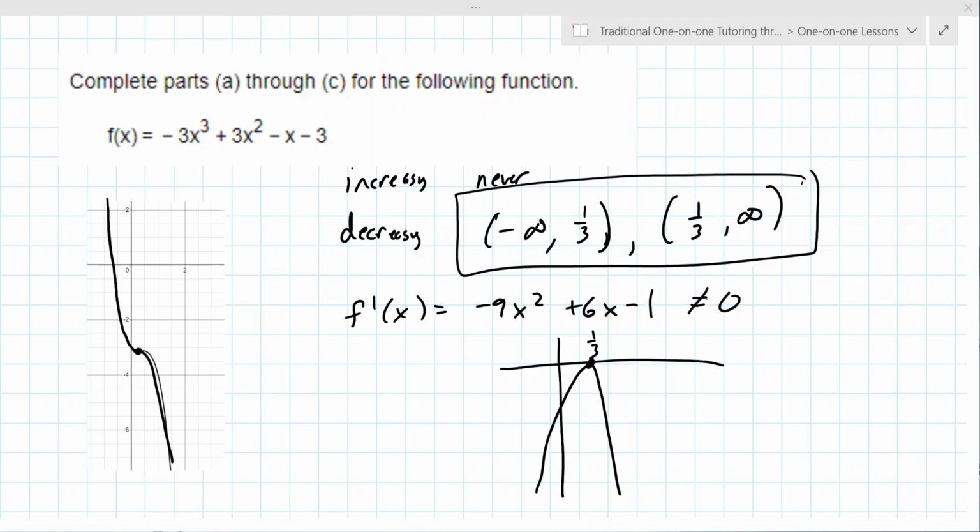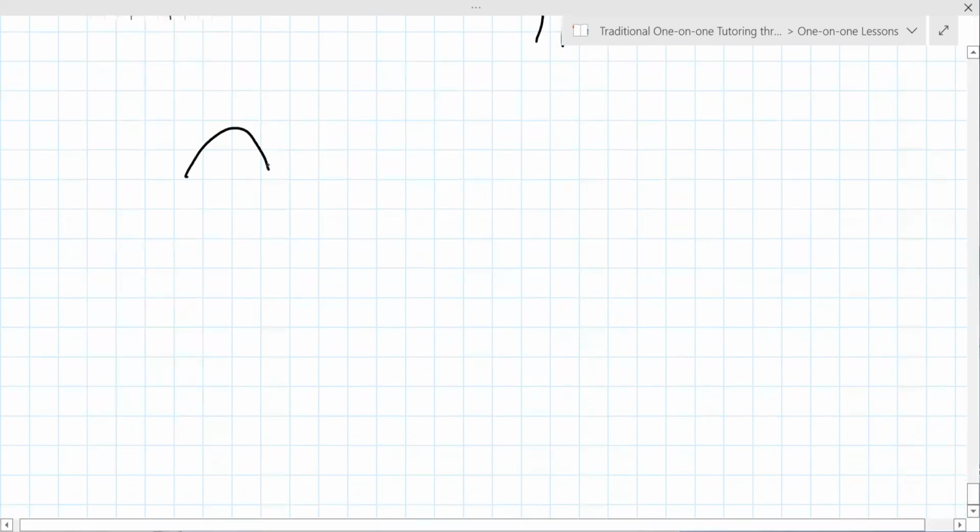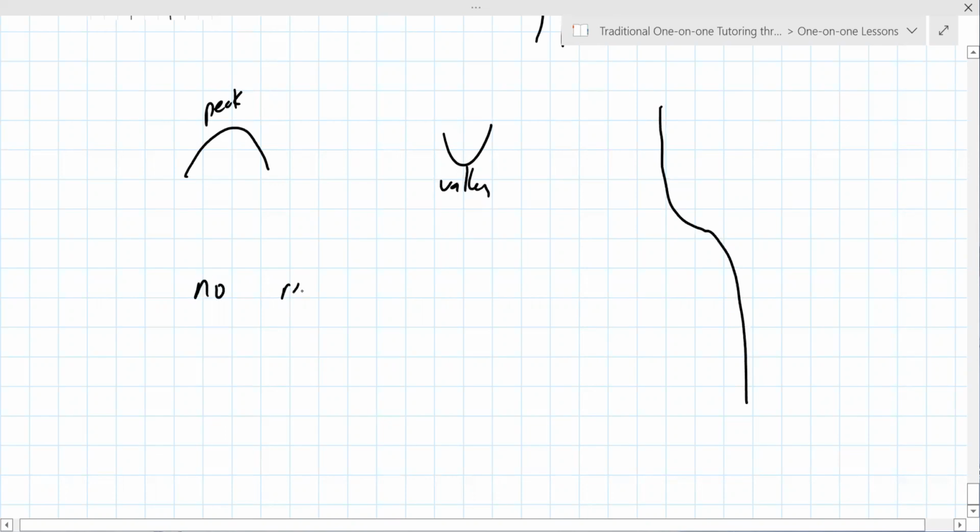Okay, so moving on to the next part where it says determine any relative extrema. In the previous problems, we talked about how you're looking for a peak or a valley. And we just don't have that here. It goes down and then it just keeps going down. So this one has no relative extrema.